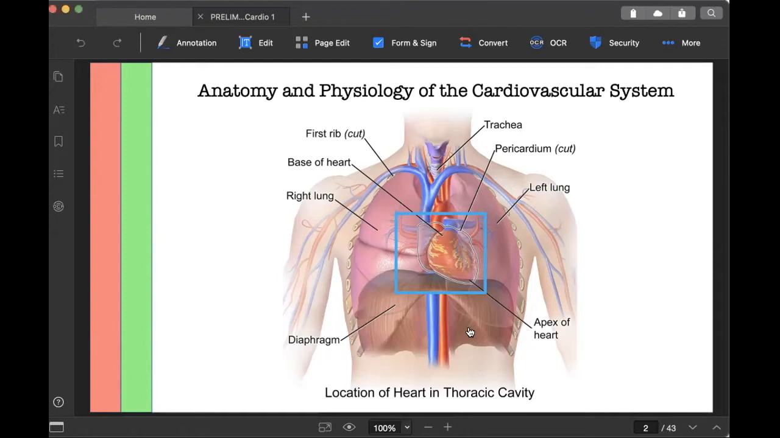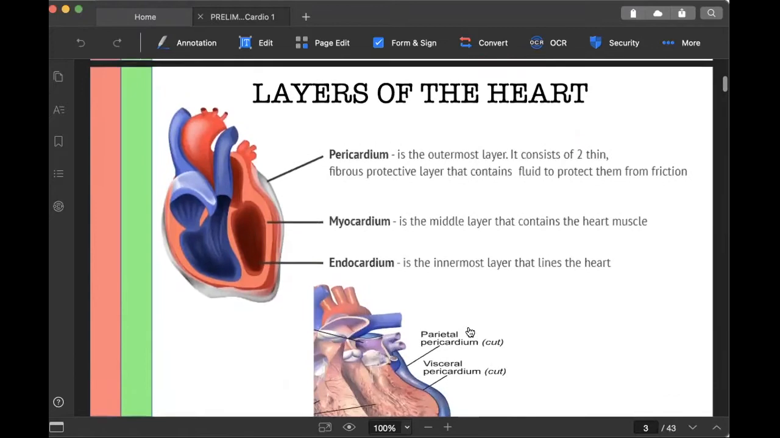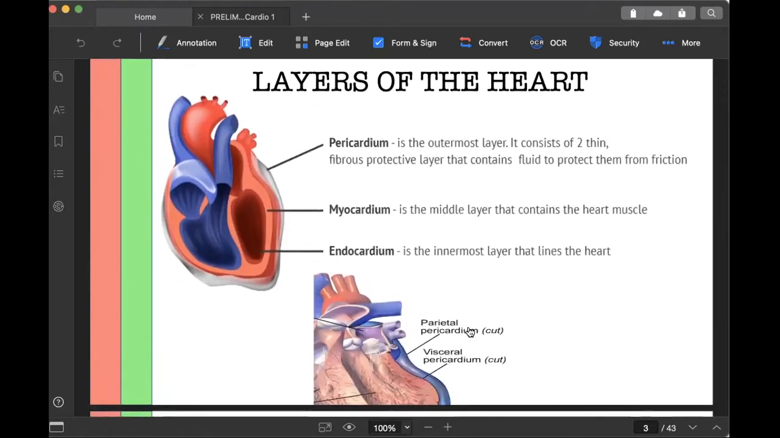Okay, now let's move on here. How about the layers of the heart? Most likely you already have a great foundation of this. So we have your pericardium, which is the outermost layer of the heart. Your myocardium is the middle layer that contains your heart muscles, and of course the innermost layer that lines the heart is what we call your endocardium.